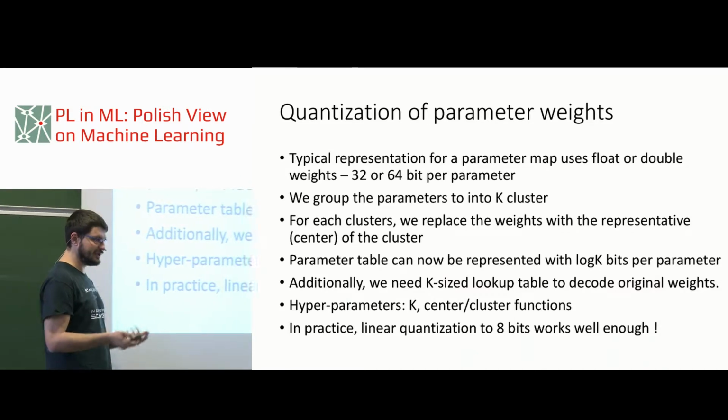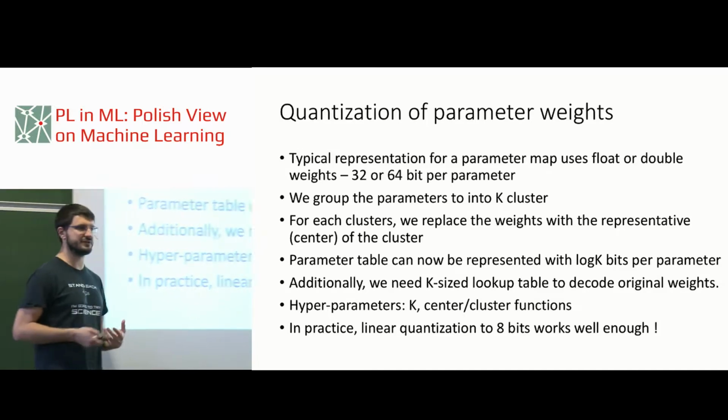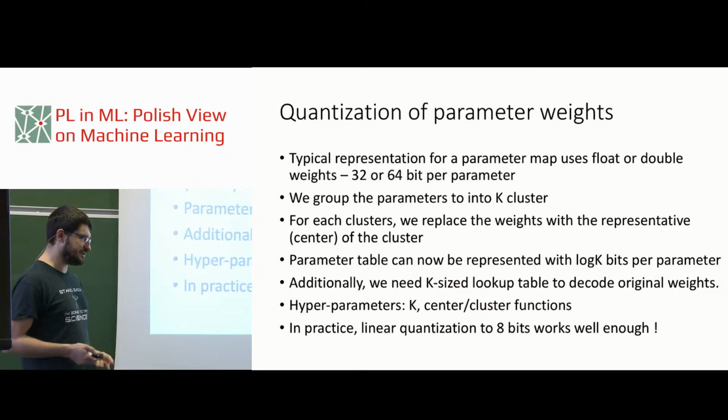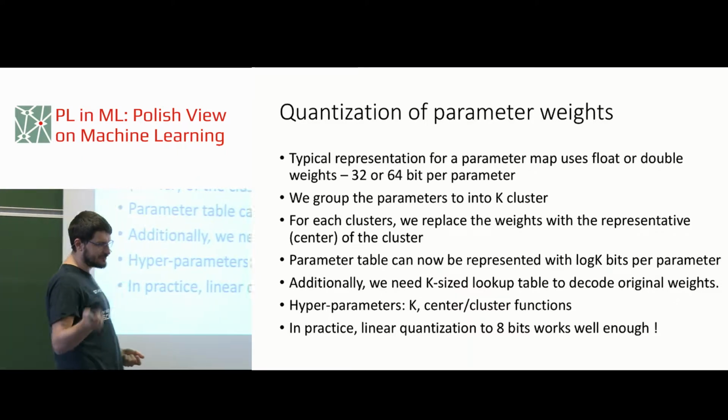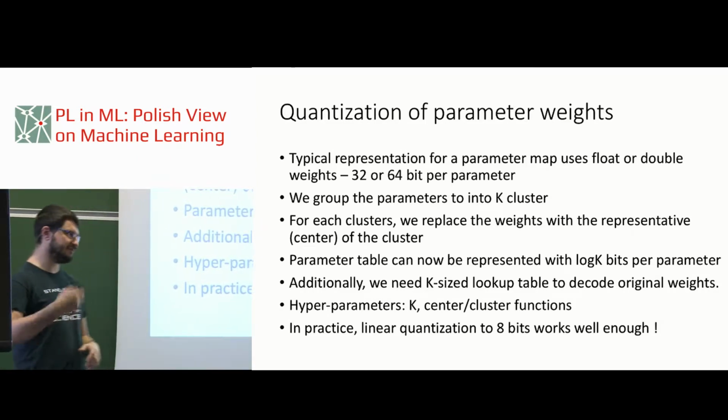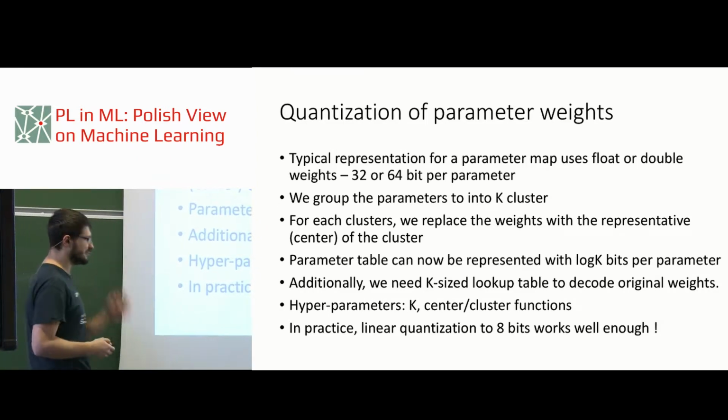This alone means that instead of representing a single weight as 32 or 64 bits, you have 8 bits plus a lookup table which has 256 elements that maps back to those weights, if you have a nonlinear centroid function at least.